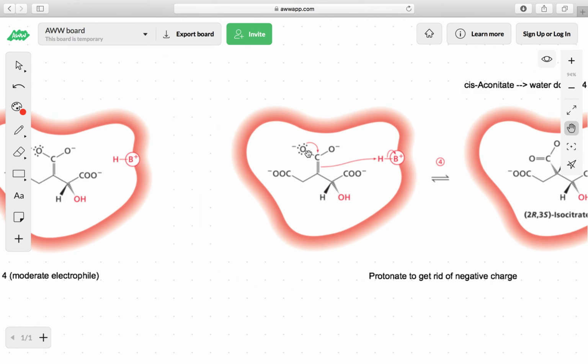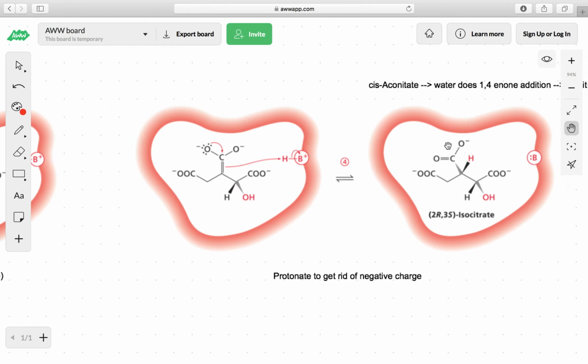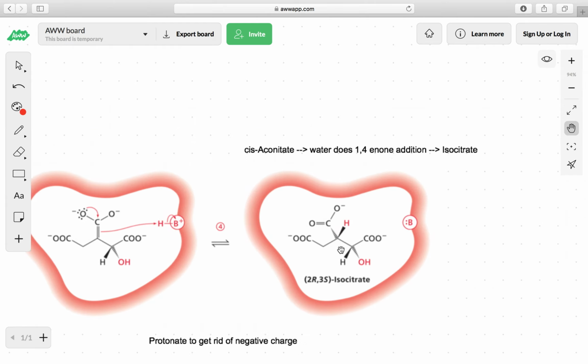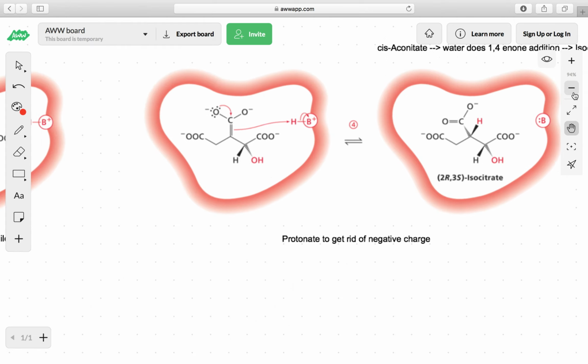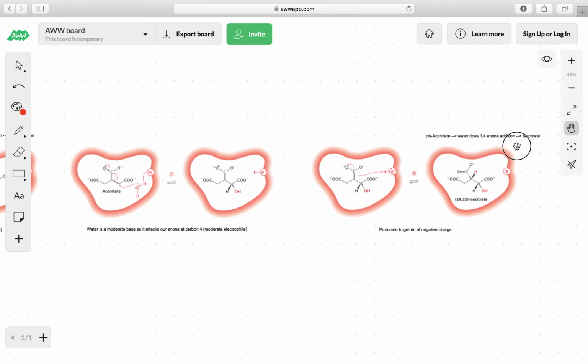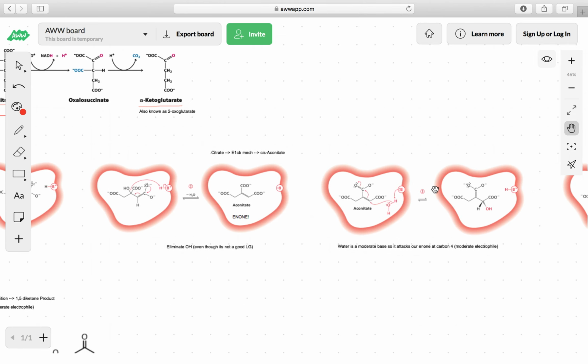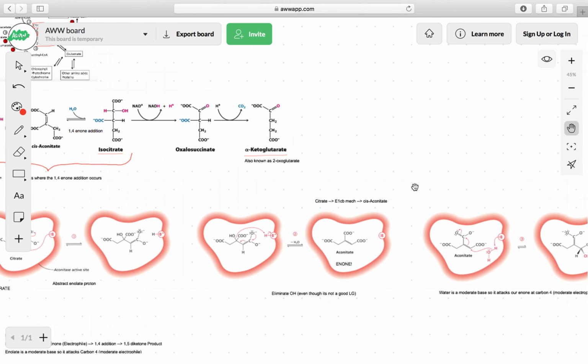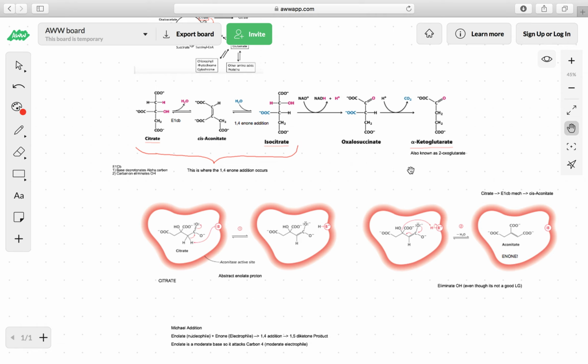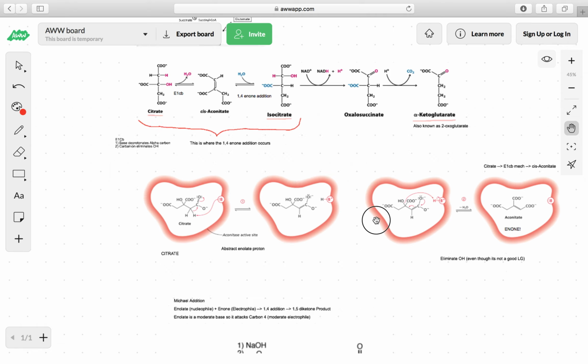And what's going to happen is we're going to form our isocitrate. So let's just summarize what happened. We started with our cis aconitate, and our water does 1,4 addition to the enone to form our isocitrate. So I hope that gives you guys some clarity into how we form isocitrate and why it's important to move around that OH- in order to do decarboxylation at the end.